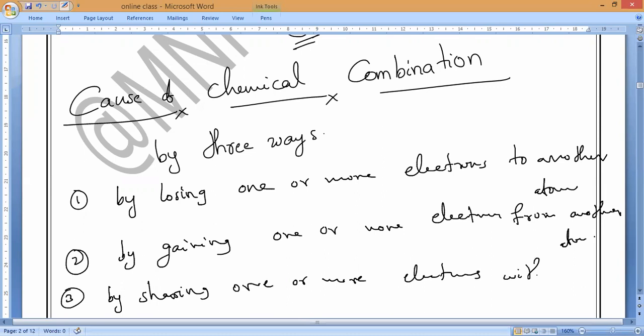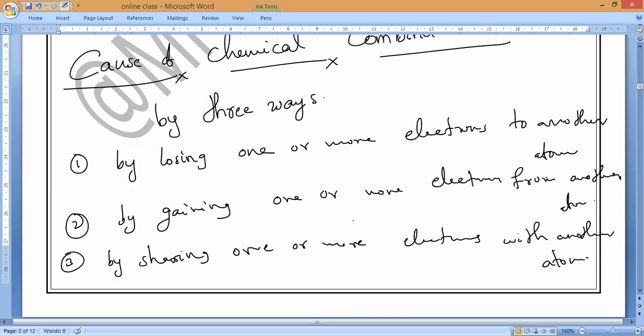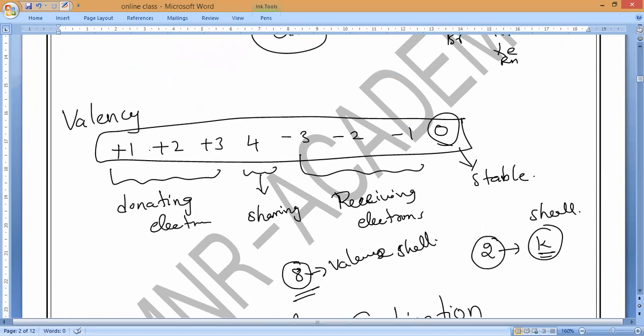You understand, everybody? So these are the 3 possibilities of getting inert gas electronic configuration for every atom. Below, you have to write this example. Donating 1, 2, 3 electrons, we can say they form positively charged ions. For 7, 6, 5 electrons, it is not possible to lose the electrons because of the higher energy requirement, so we will add electrons to get 8.